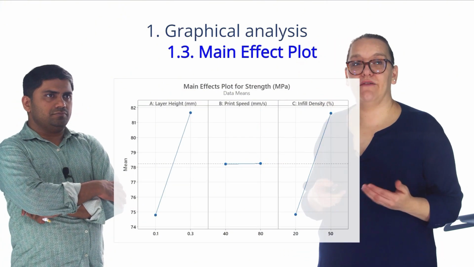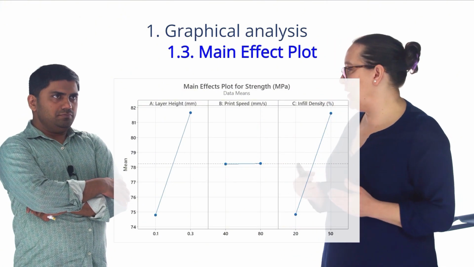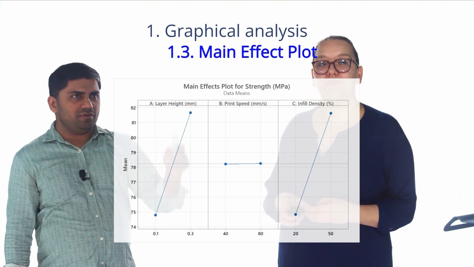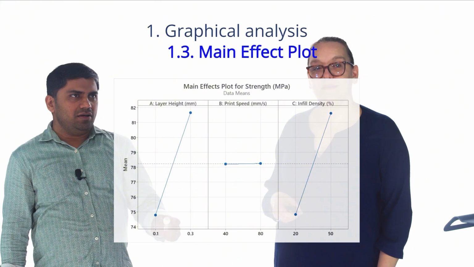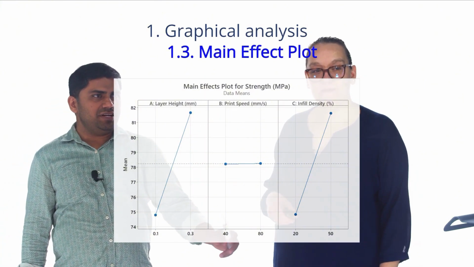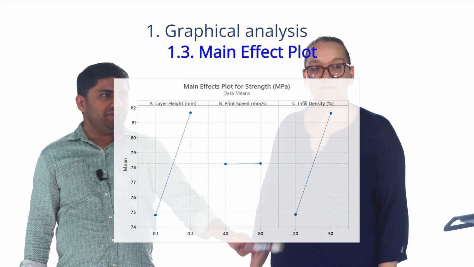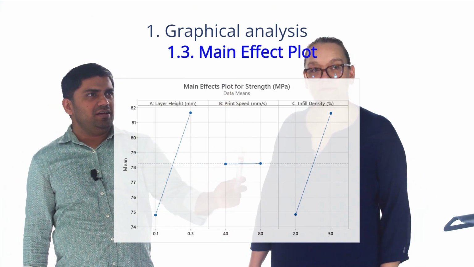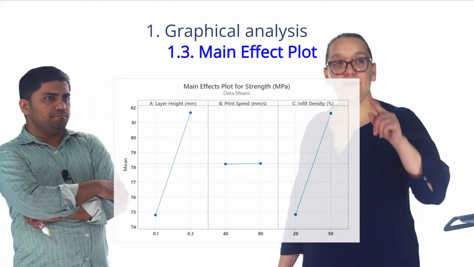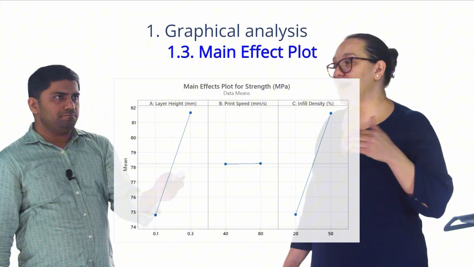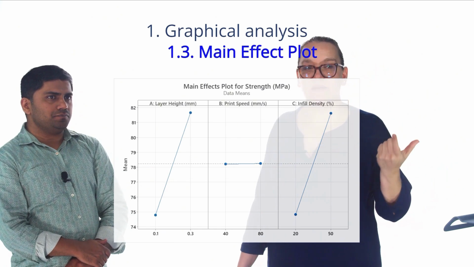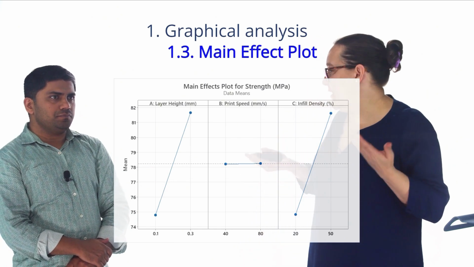And we also have the main effect for strength. So what can you see for strength? Here layer height has high impact on strength, but print speed has no impact on strength. Infill density also significantly impacts strength. We can see that when you use more infill density, your product will be stronger. But the print speed really doesn't matter.